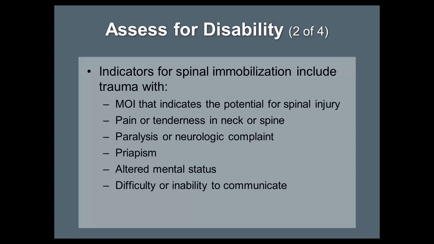So the indications for spinal immobilization is a mechanism of injury that indicates possible or potential spinal injury. You know, they got hit in the head, they got hit in the back, they were thrown 50 feet. If you've got pain or tenderness when you examine the neck or the spine, that's an indication for spinal immobilization. Neck and back pain, and of course, a big one, paralysis or neurological complaints. If they have any of that, then yes, by all means, immobilize. Document what was there before and document if there were any changes after.